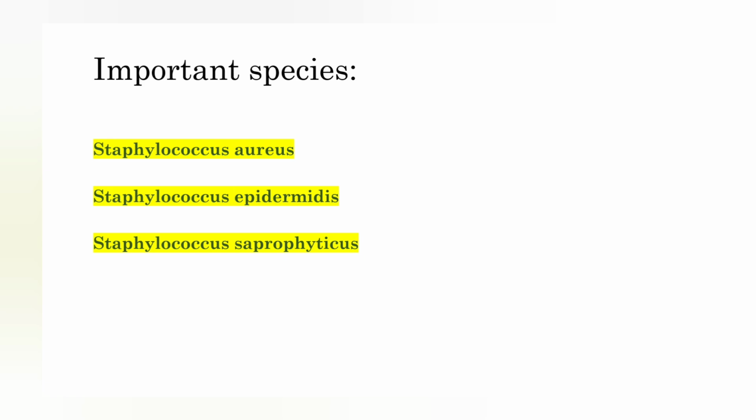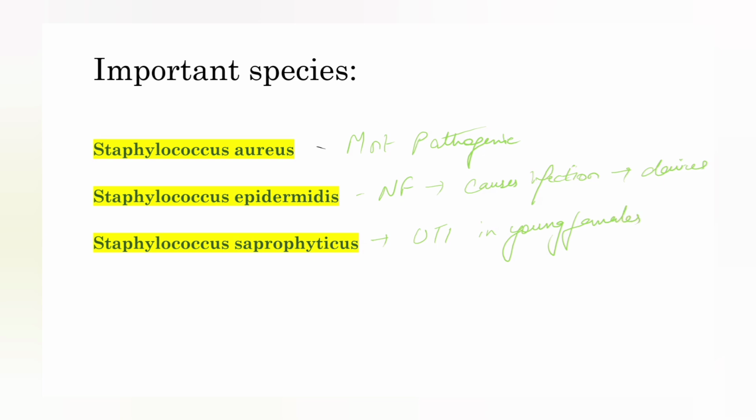So let's talk about important species of Staphylococcus. The first and foremost is Staphylococcus aureus, which is the most pathogenic bacteria among all the Staphylococcus species, causing HAI, hospital-acquired infection. Staphylococcus epidermidis is a normal skin flora, causes infection in those patients having implantation of prosthetic devices. Now, Staphylococcus saprophyticus. This causes UTI, urinary tract infection in young females.